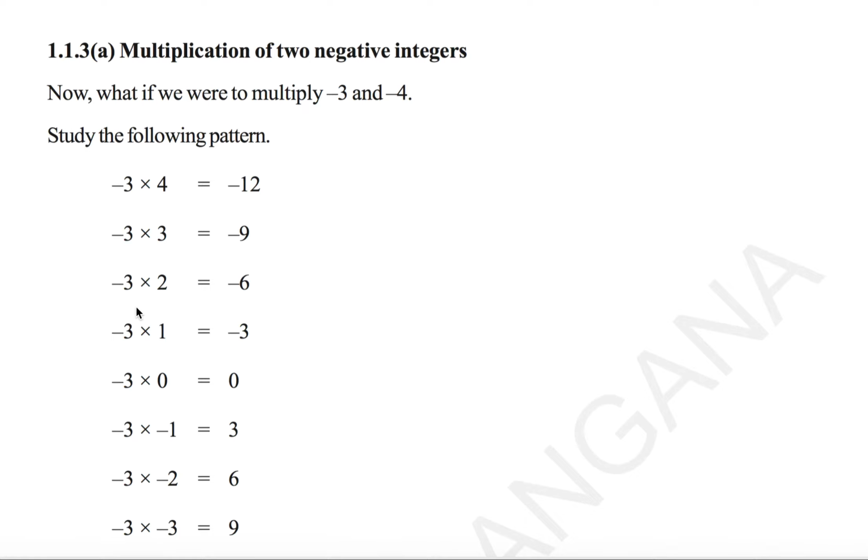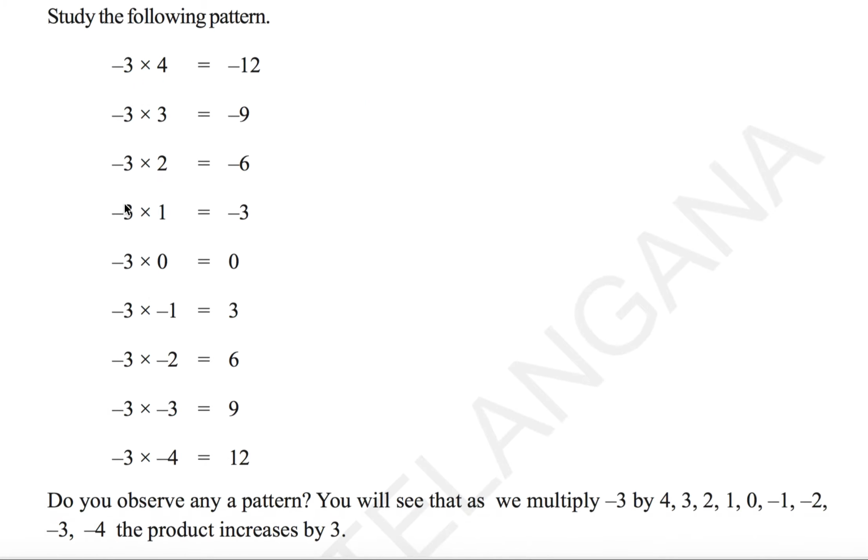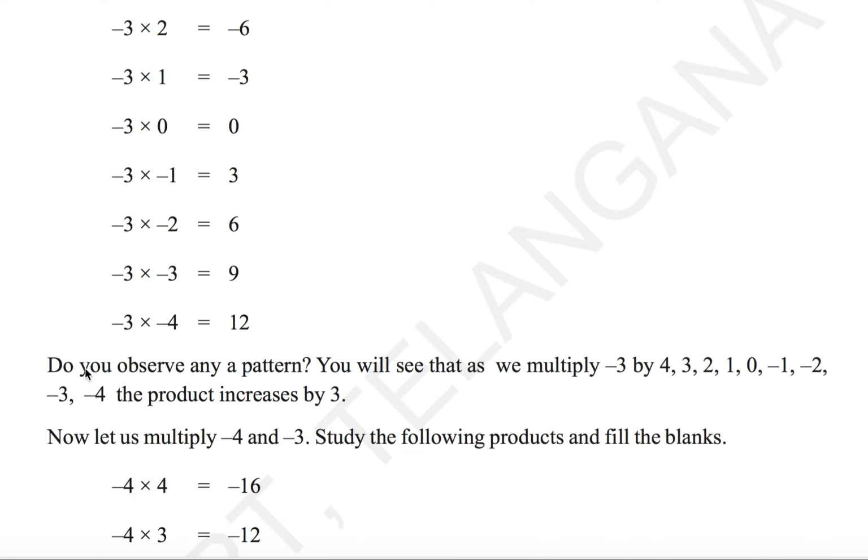Multiplication of two negative integers. Now if we have to multiply minus 3 and minus 4. Study the following pattern. Minus 3 into 4 is minus 12, minus 3 into 3 is minus 9, minus 3 into 2 is minus 6, minus 3 into 1 is minus 3, minus 3 into 0 is 0, minus 3 into minus 1 is 3. Do you observe any pattern? You will see that when we multiply minus 3 by 4, 3, 2, 1, 0, the product increases by 3.